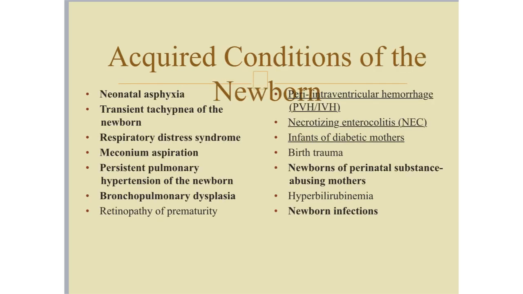All right, so this is the list of acquired conditions of the newborn. The ones that are in bold, we will be talking about in this PowerPoint. The ones that are underlined, we will be talking about at some point throughout the program or the rest of the semester with me. And the ones that are not marked, we have already talked about, or it's like retinopathy of prematurity. We won't cover that, but it is something very interesting. If you want to go into neonatal nursing, you might want to check that out on your own.